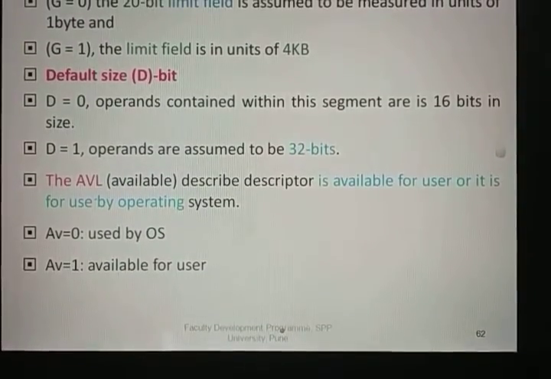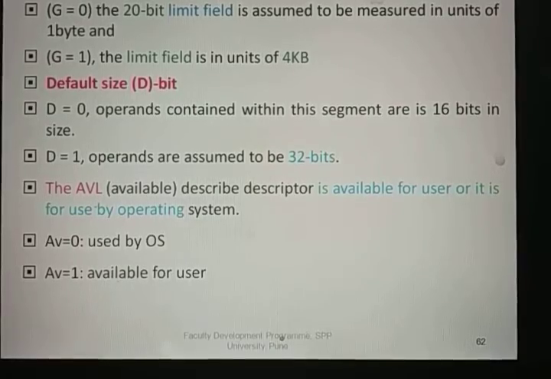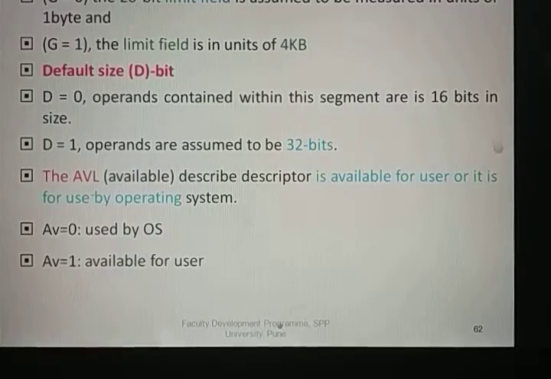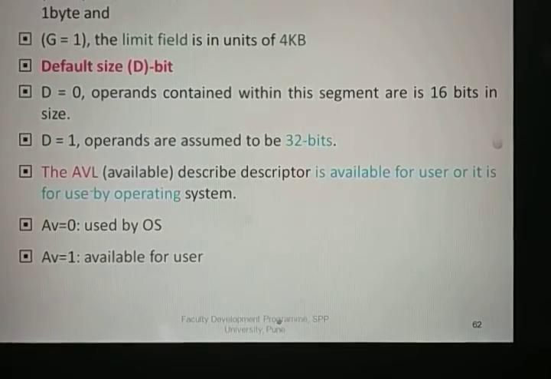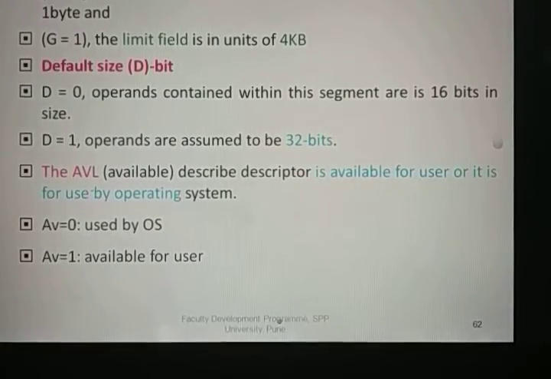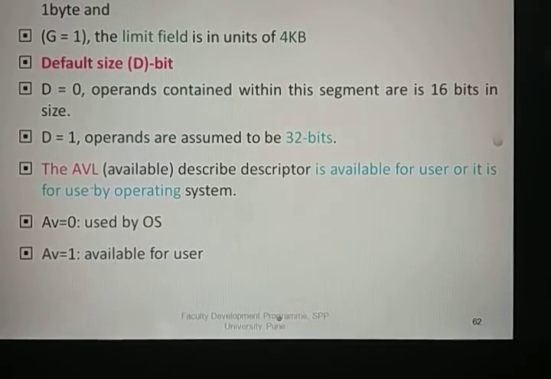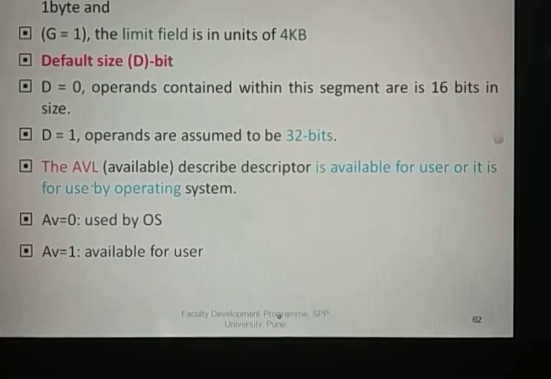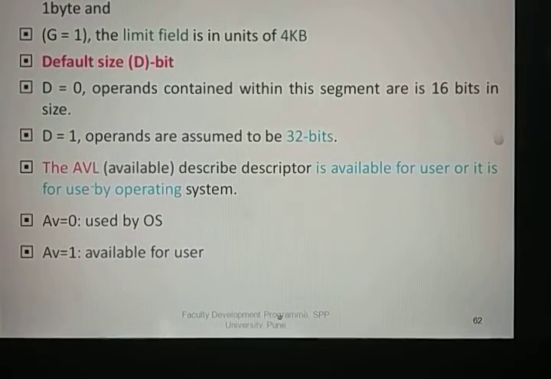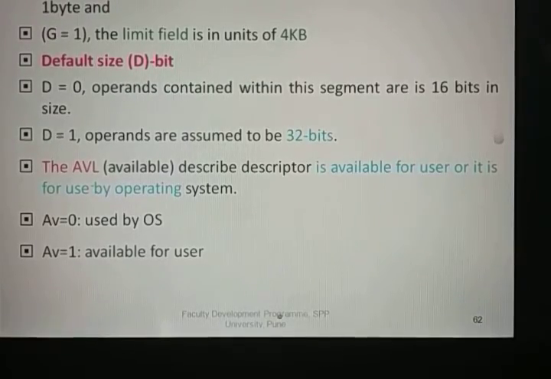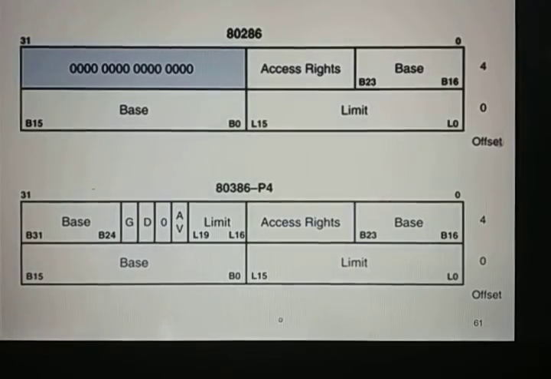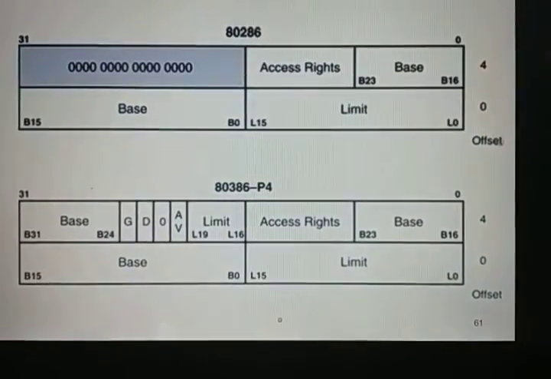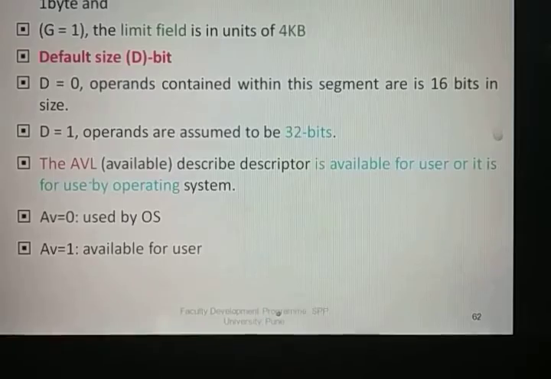Now you can see here the granularity bit: the 20-bit limit field is assumed to be measured in units of 1 byte when G equals 0, and when G equals 1, the limit field is in units of 4 KB. Default size D bit: if D equals 0, operands contained within that segment are 16 bits in size, and if D equals 1, operands are assumed to be 32 bits. So the D bit basically defines the size of your operand. If the D bit is set to 0, as you can see in this diagram, your operand size is 16 bit. If your D bit is equal to 1, your operand size is 32 bit.